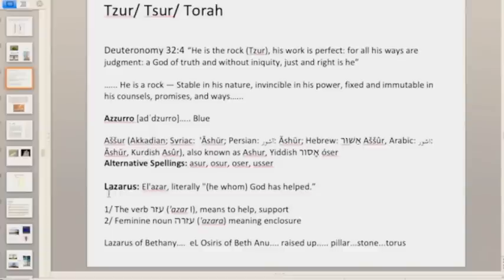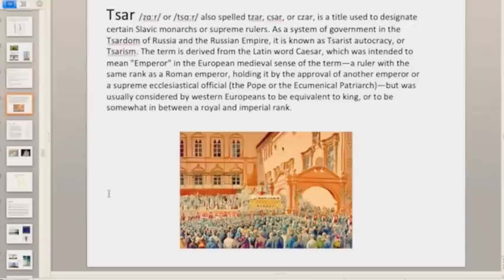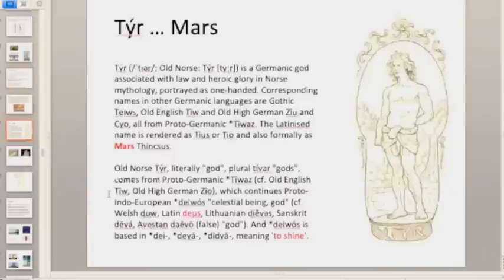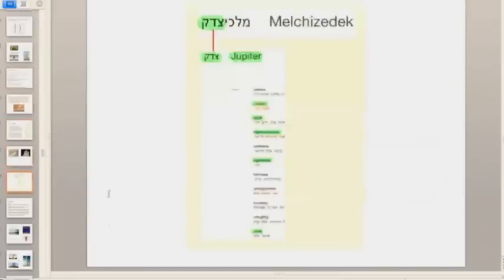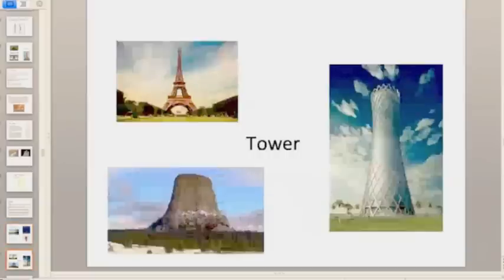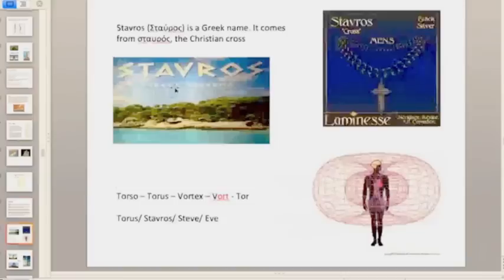The Tsar, the Taurus field. Tyr, Mars, you see, martyr. Now, I've really diverged quite a bit, but I'm glad because these are all good points. The cross, there you go, in Greek, the cross of Christianity, Stavros, Taurus, yeah? Because it's a cross-section of the Taurus field. The vortex has got Tor in it as well, backwards, Vort, 12.